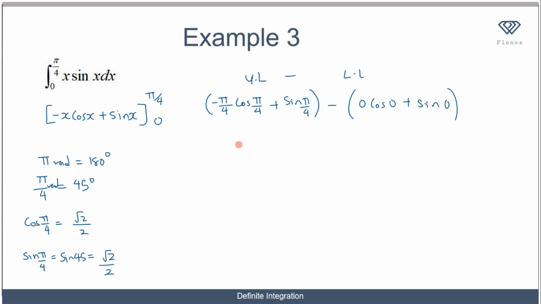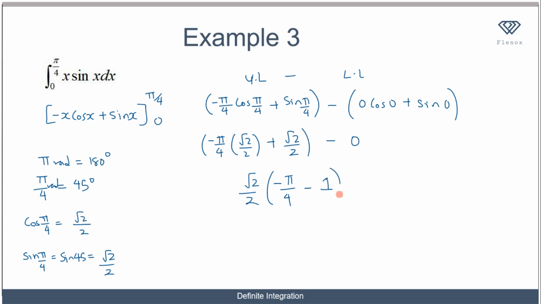So I can substitute all that here. So this becomes minus pi over 4 times root 2 over 2, and sin pi over 4 is root 2 over 2. Then minus, cos 0 is 1, 1 times 0 is 0, sin 0 is 0, so I have minus 0. So what is common to both terms? Root 2 over 2 is common, so I have root 2 over 2 into bracket minus pi over 4, then minus 1. So this pretty much sums it up.